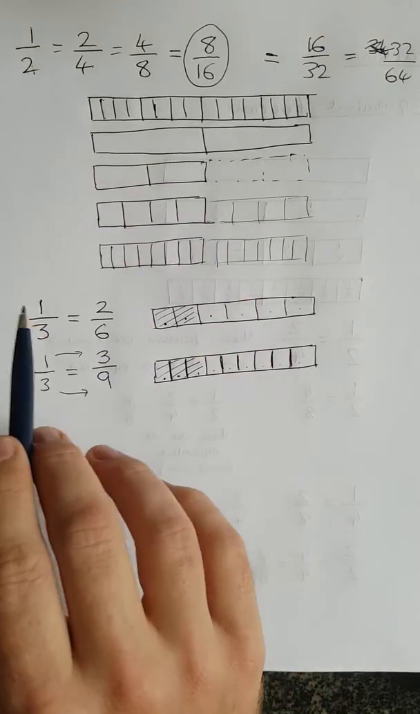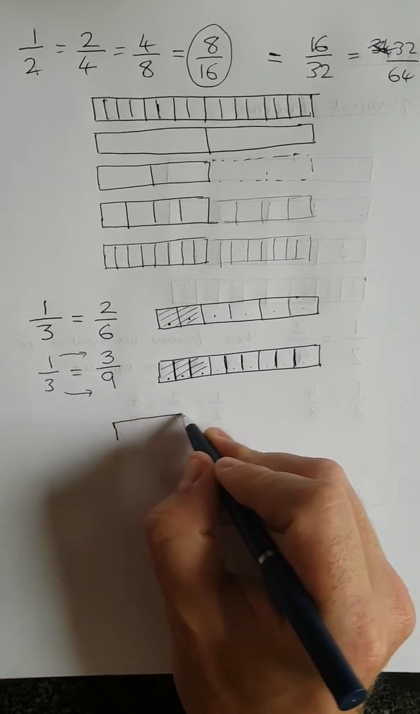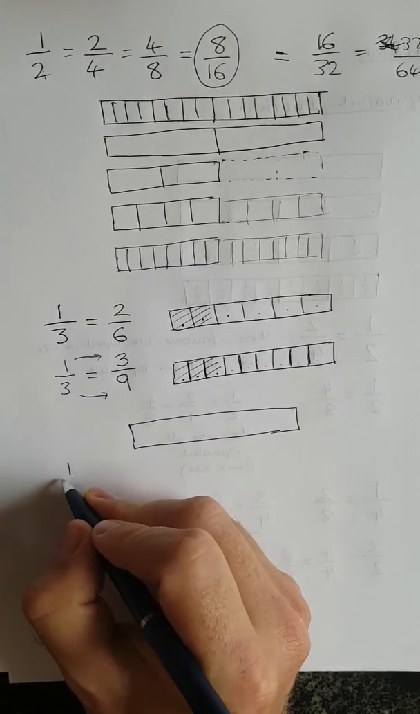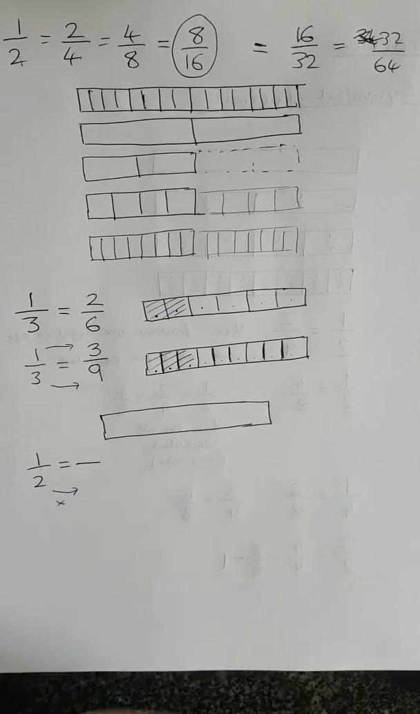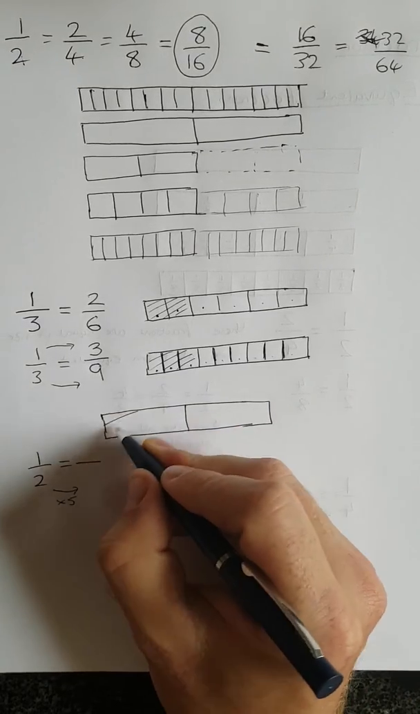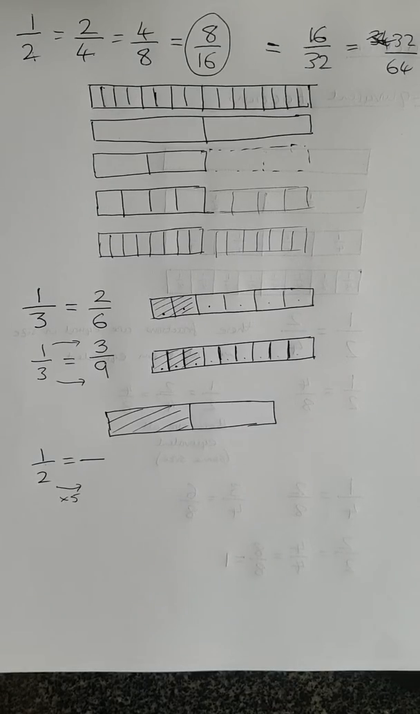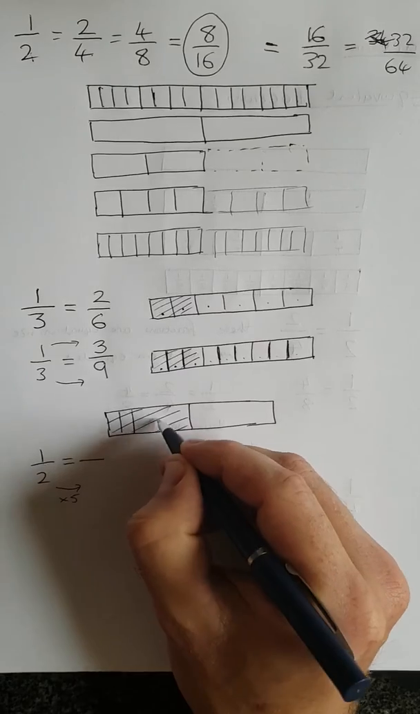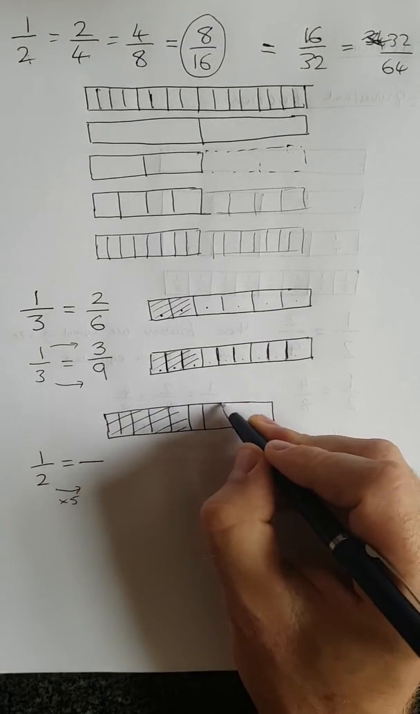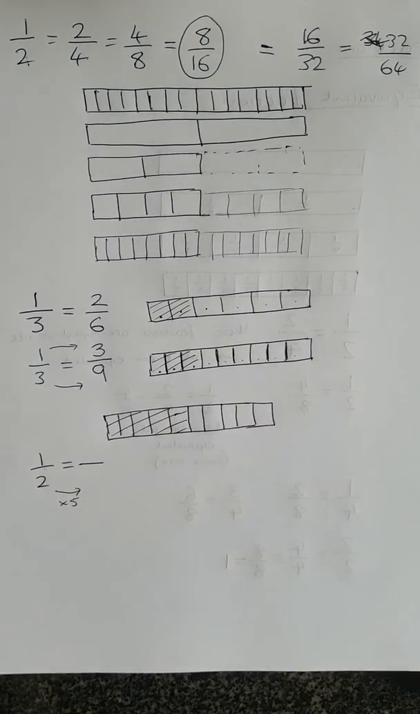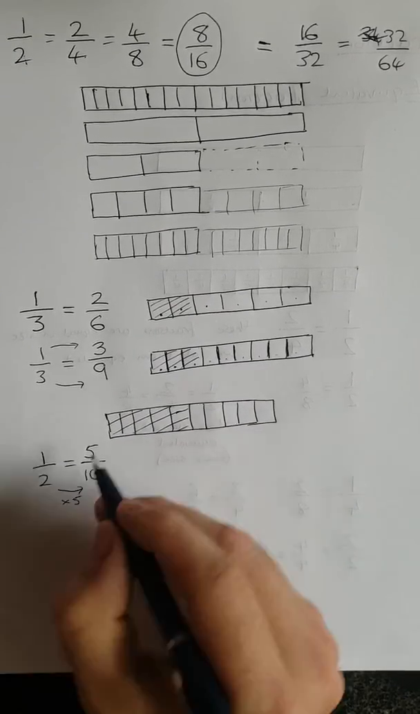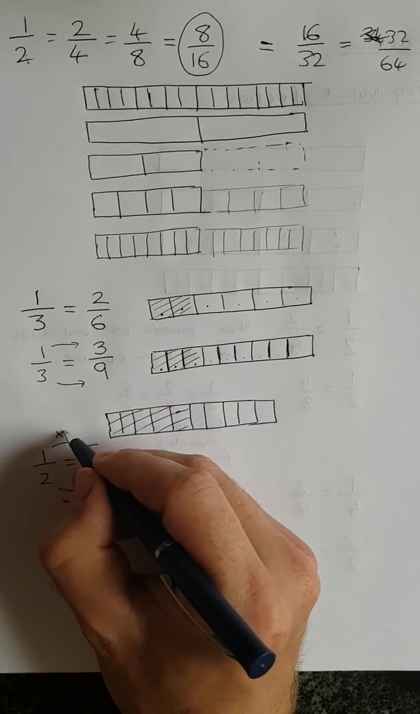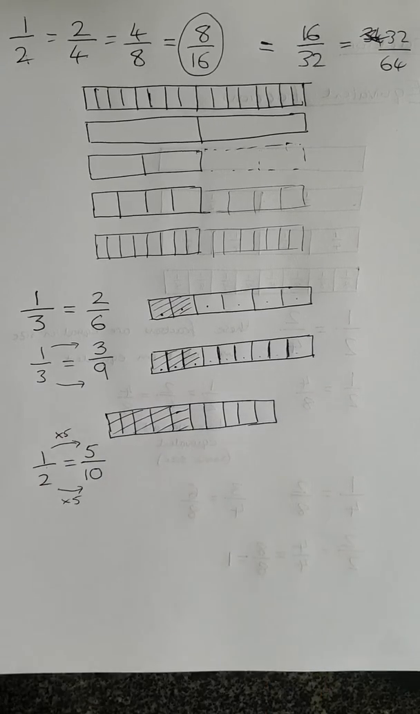Now, do certain rules work for certain fractions and not for others? Let's have a look. Let's start with a half. And let's say, can we multiply both bits by any number? Let's pick 5. So here is a half. I'm going to cut that into 5 pieces. I'm going to cut the other half into 5 pieces. How many pieces have I now got shaded? That's right. Out of how many? Good. So, I can create an equivalent fraction by timesing both parts by any number.